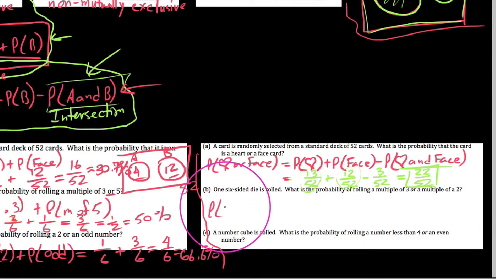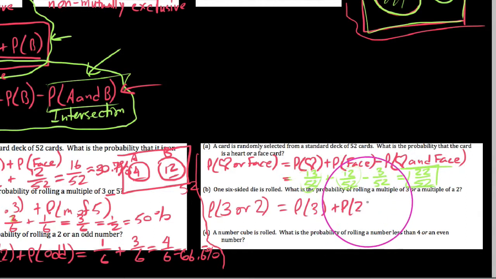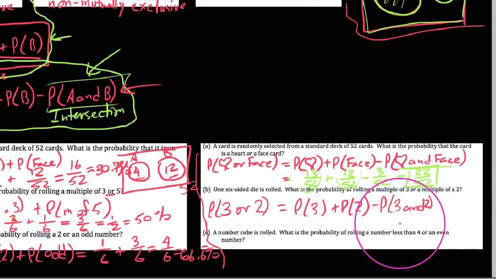So we say probability of a multiple of 3 or 2. Okay, well, this would be the probability of 3 plus the probability of 2. But since I can have something that is a multiple of 3 and 2 at the same time, that would be like the 6, we'll take off the probability of a multiple of 3 and 2 at the same time. So we say, all right, what's the probability I get a multiple of 3? Well, there's the 3 and the 6, so that's a 2 out of 6 chance.